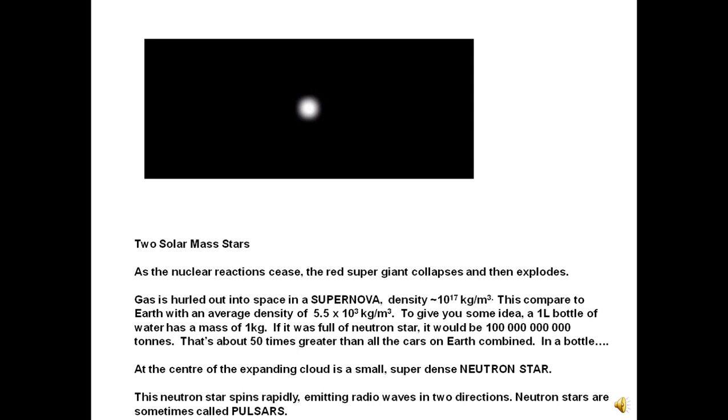So to give you some idea of what that means, if you had a 1 litre bottle of water, that is a mass of a kilogram. If you filled that 1 litre bottle with neutron star material, that would be 100 billion tons. That's an enormous number. To try to give you a picture of what that means, that's about 50 times greater than the mass of all the cars on the Earth combined. So neutron stars are incredibly dense.